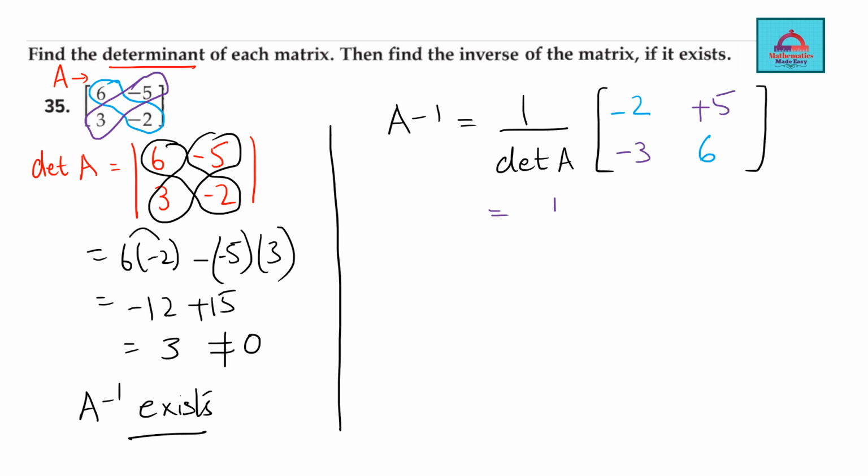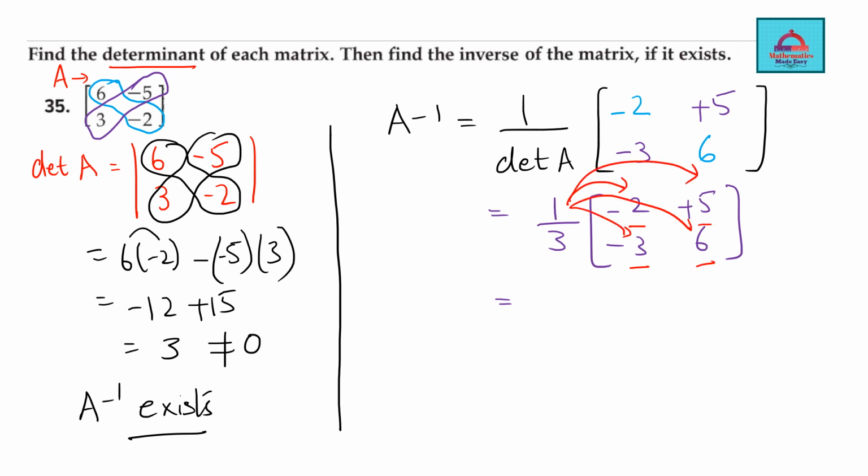Okay, now let's plug in the determinant value. Now, is this the final answer? I want you to think. Or is there something more you can do? Yes, you're right. You can multiply each of these 4 terms with 1 over 3. So when you do that, it's like the distributive property. The 1 over 3 goes inside. It's the same as dividing by 3. So what do I get? Minus 2 over 3, minus 3 over 3, 5 over 3, 6 over 3.